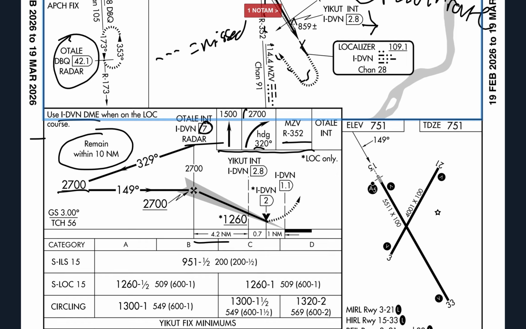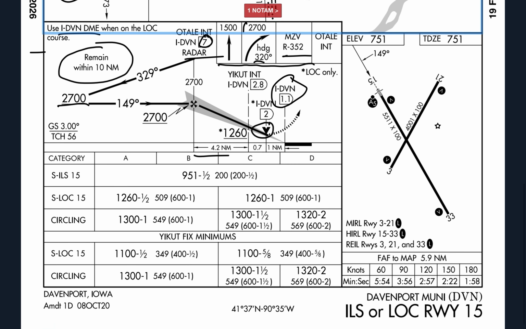But the next thing here is you can see the VDP, and that also gives you a distance from the localizer at the VDP, and then here's the missed approach point for the non-precision approach.